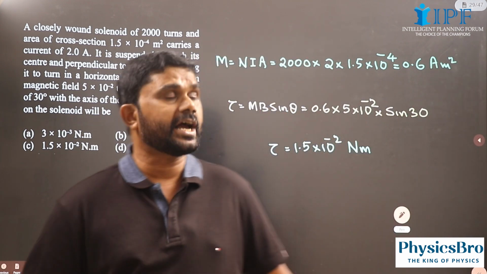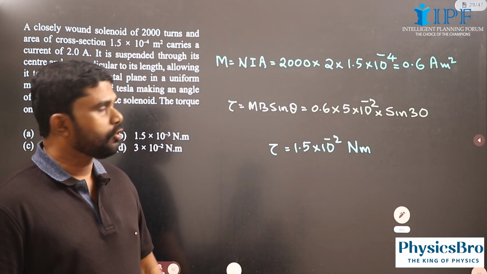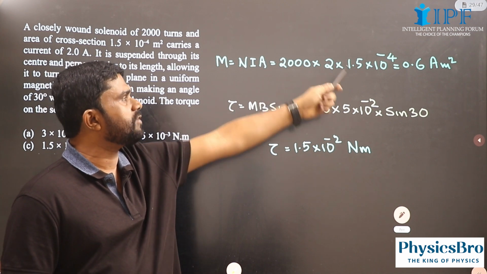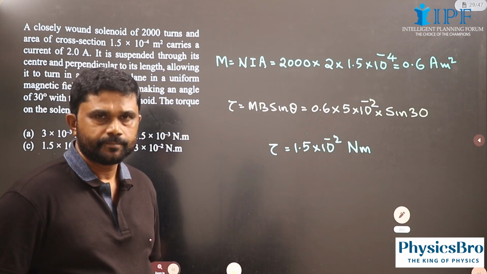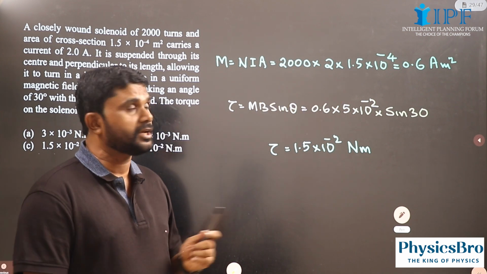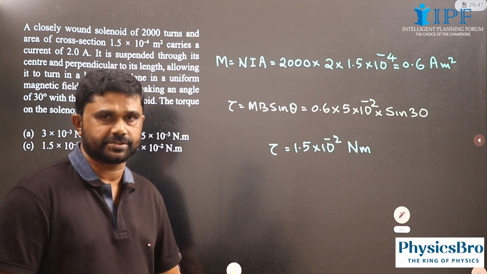See, capital M, the dipole moment is NIA. Total number of turns 2000. Current is 2 ampere. Area is 1.5 into 10 raised minus 4. Okay, this 2 into 1.5, that is 3 into 2000, 6000 into 10 raised minus 4, that is 0.6.